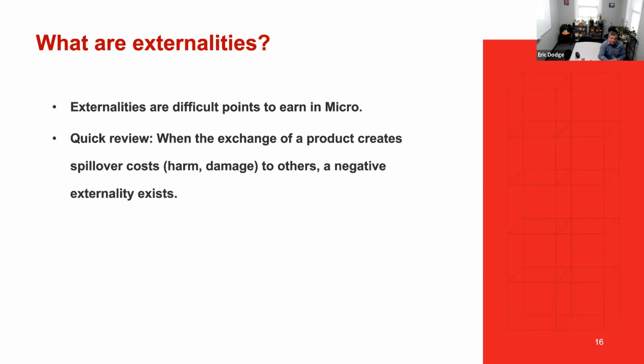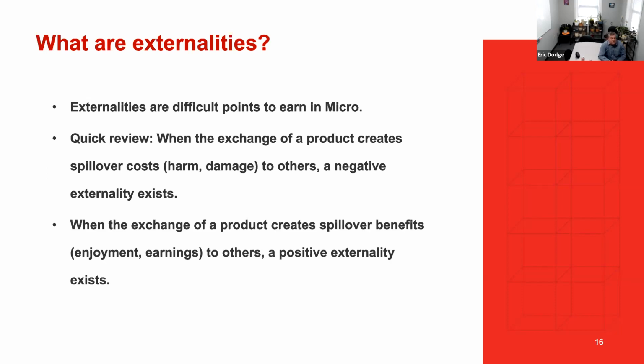When there's an exchange of a product in a market, if it creates what we call spillover costs, you can think of that as harm or damage to someone else, somebody who's not involved in the buying and selling of the product. We call that a negative externality. On the other hand, when the exchange of a product in a market creates a spillover benefit, something good, something enjoyable, or maybe it boosts somebody's earnings even, we call it a positive externality.